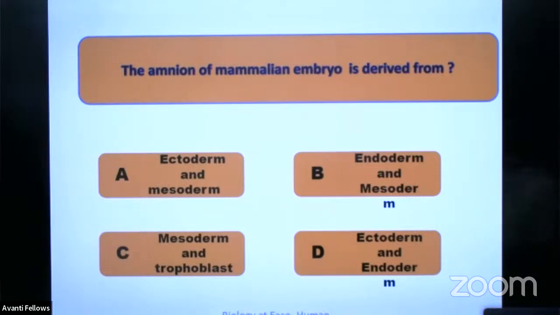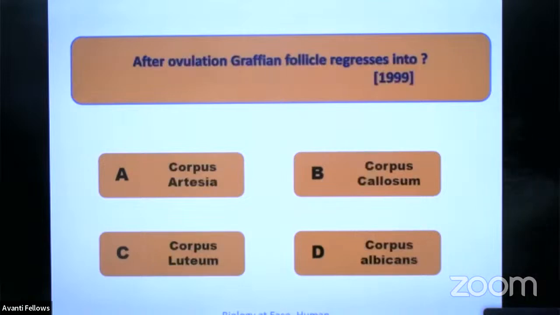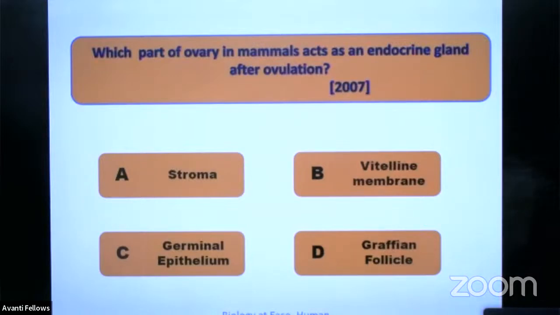Then we will go for the next question, question number 34. After ovulation, Graafian follicle regresses into? Simple question. Ovulation is because of the breaking of the ovarian follicle. And after breaking, this ovarian follicle will be converted into, no doubt, corpus luteum. And this corpus luteum secretes the hormone called progesterone. This hormone dominates in the body of the female, and we call it the pregnancy hormone.